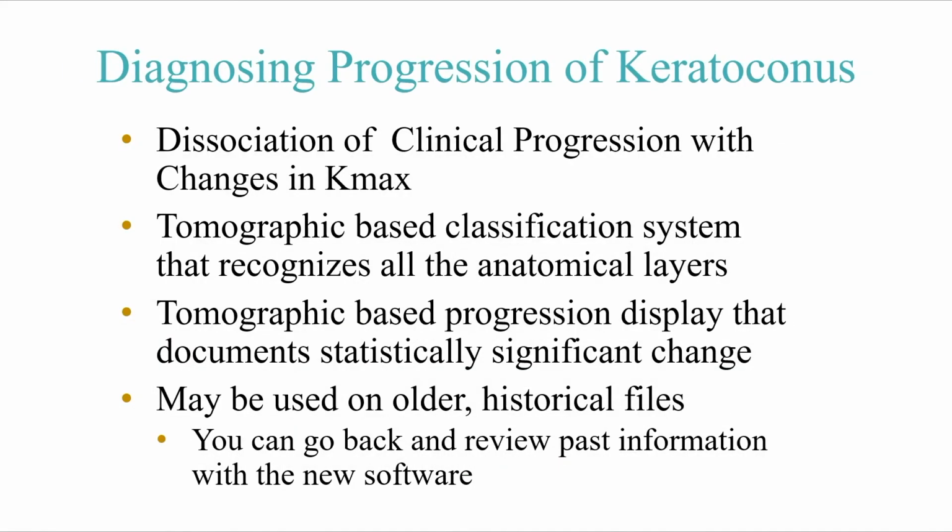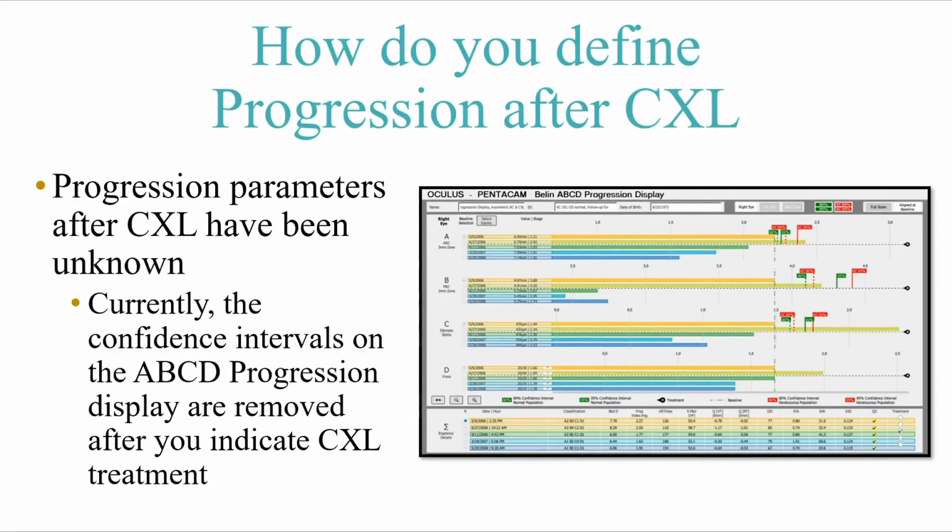So how do we diagnose progression of keratoconus? Well, we recognize that there's a dissociation of clinical progression with changes in Kmax. We now have a tomographic-based classification system that recognizes all the anatomical layers, and a tomographic-based progression display that documents when we have statistically significant change. And also this can be used on older historical files, so you can actually go back and review past information with the new software. But this is a meeting about cross-linking, so I'm finally getting to it.